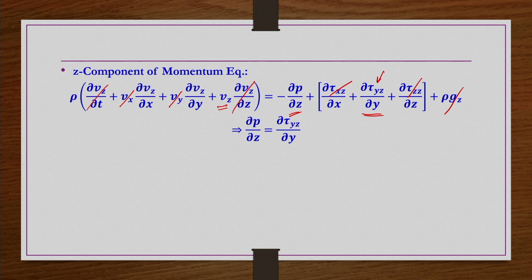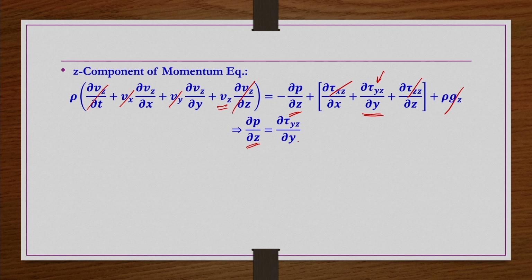Now, how do we solve this equation? The left hand side is a function of z, and the right hand side is a function of y. However, we have already seen that pressure is not a function of x and y. That means dou p by dou z is a constant, because the right hand side term is a function of y, but the pressure on the left hand side is not a function of y. We have already seen this by simplifying the x and y components of the momentum equation.